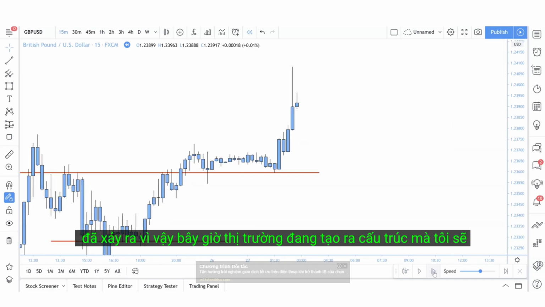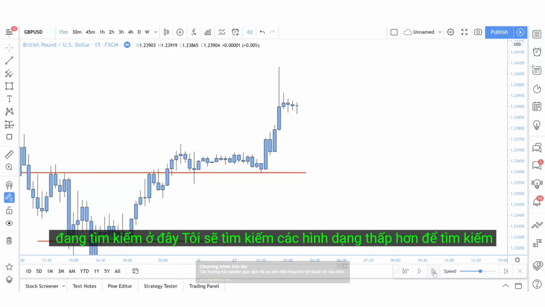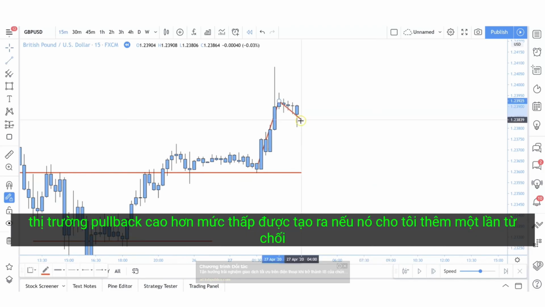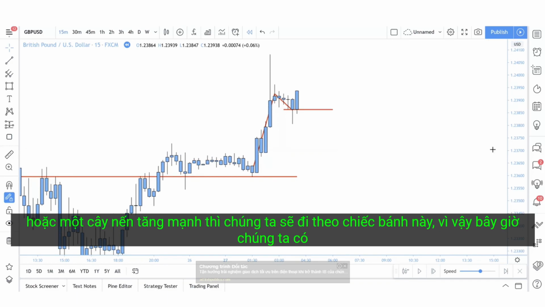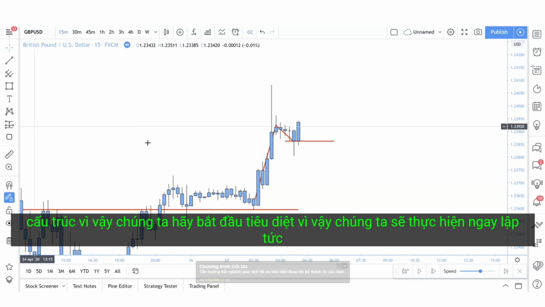Now the market is creating structure. I'm going to be looking for higher low formations to look for buying opportunities. So now we have a nice push phase structure in the market, pullback, higher low, level created. If it gives me one more wick rejection or a strong bullish candle, then we'll go in for this buy. So now we have that information: wick rejection, higher low formation, bullish pressure, break above structure. So let's go in for the kill.